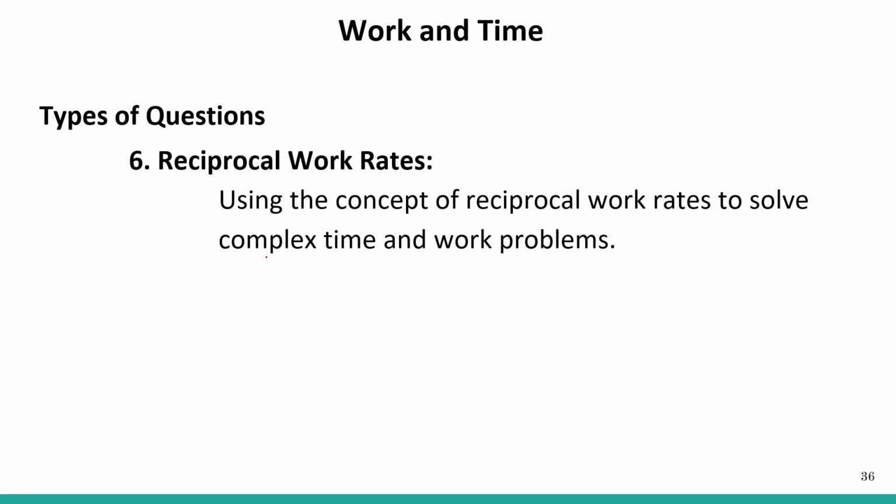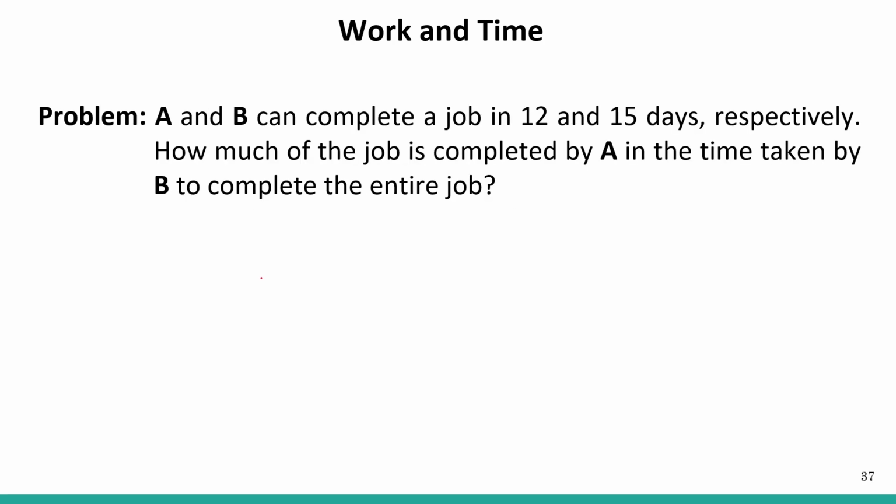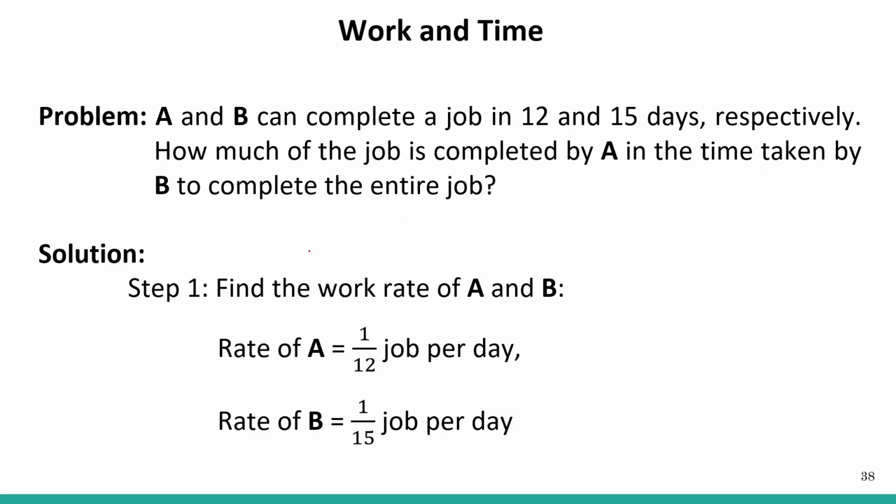Let's see the sixth kind of question, reciprocal work rate: using the concept of reciprocal work rates to solve complex time and work problems. A and B can complete a job in 12 and 15 days respectively. How much of the job is completed by A in the time taken by B to complete the entire job? Let's see. Find the work rates of A and B: 1/12 and 1/15.